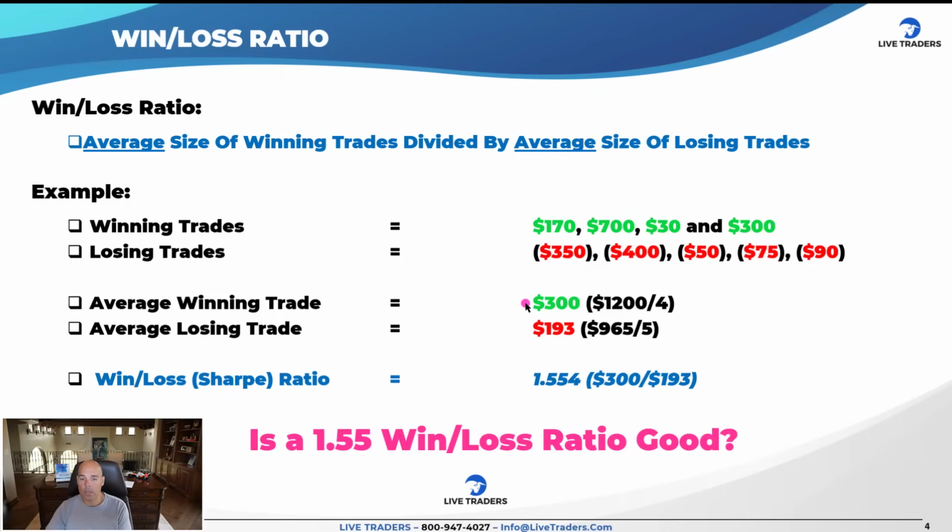So your average winning trade is 1.55 times larger than your average losing trade, right? So your average winning trade is about 1.5 times bigger than your average losing trade. Is that good? Is that a good win-loss ratio? Yes or no? I'll put some dots in here. Yes or no? Is that a good win-loss ratio?